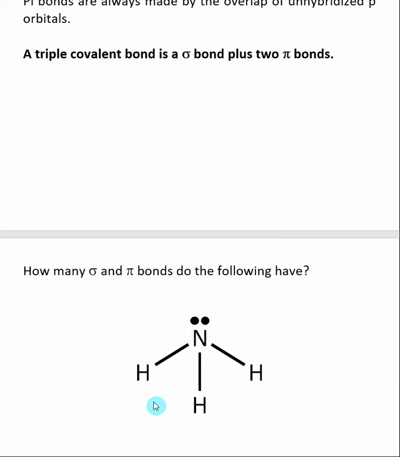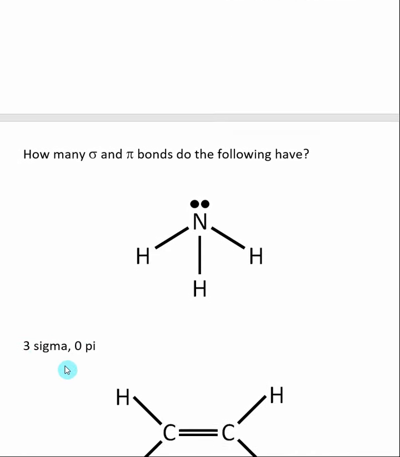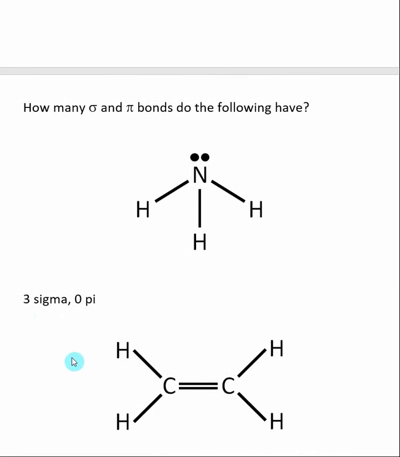Because this molecule has no multiple bonds, it cannot have any pi bonds. It has three single bonds. Single bonds are sigma, so this molecule has three sigma bonds and 0 pi bonds.